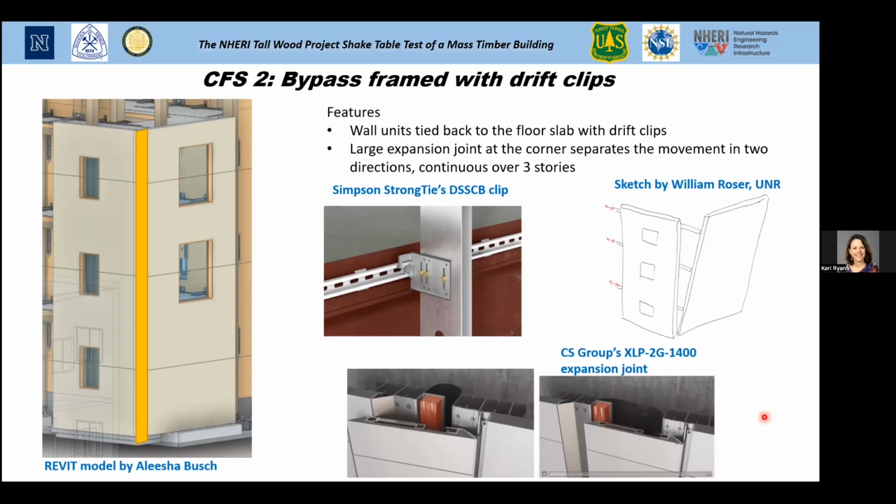So for this one, we're using another expansion joint from CS Group, XLP2G1400, and it's like a door system almost. They have some illustrations on their website of how this one works. It can pull apart, or if the joint pushes together, the door flaps out, like shown in this image on the left. Oh, yeah. That's really cool.